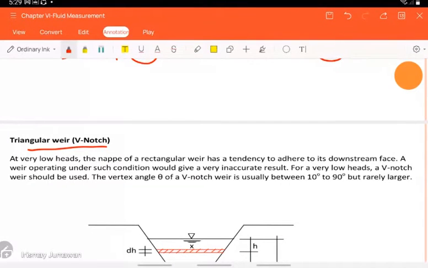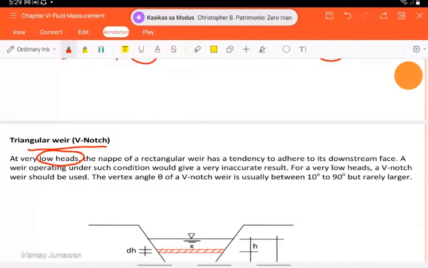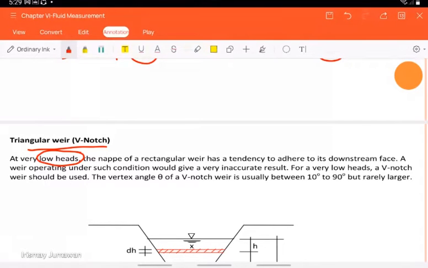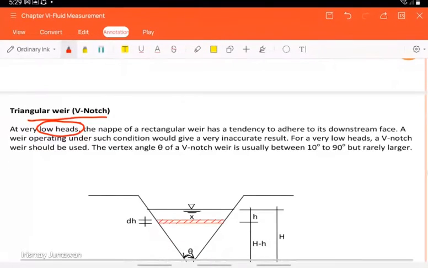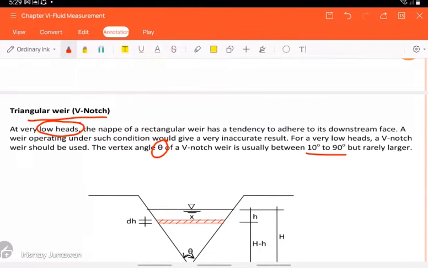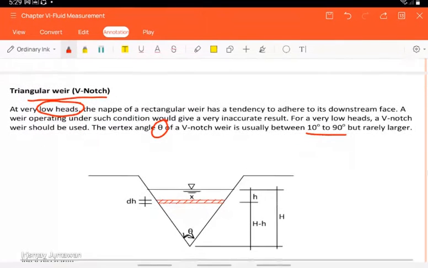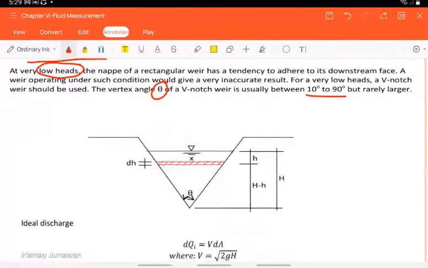Another irregular weir, this is the V-notch weir. So we have to use this one at a very low flow because at very low flow, the head is also very low. So in that case, if you have a very low flow, you have to use a triangular weir so that the head will rise up. More taas ang inyong head, then we can get the Q. So the vertex angle theta is in between 10 and 90 degrees. So beyond 90 degrees, it is rarely used.